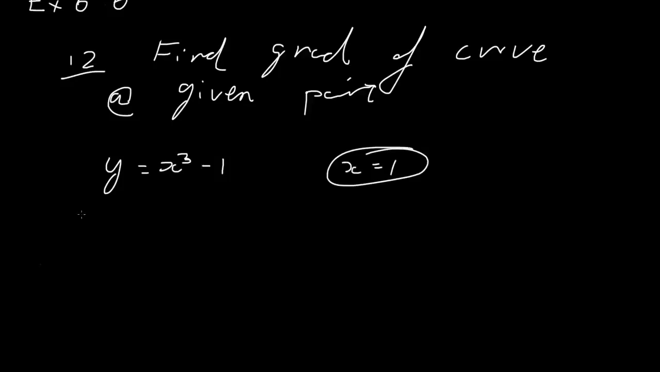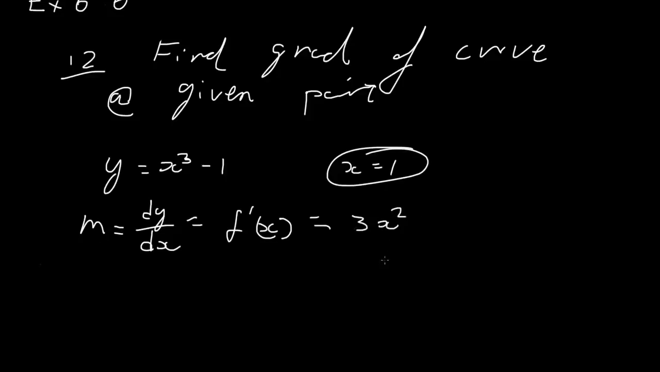So the gradient is the derivative, so m equals dy by dx, which is also equal to f prime of x, and we differentiate it using the rules we were taught yesterday. That gives 3x squared. Okay, so therefore f prime of x at x equals 1, so f prime of 1 equals 3. We just substituted 1 into our expression. So the gradient at x equals 1 is 3.